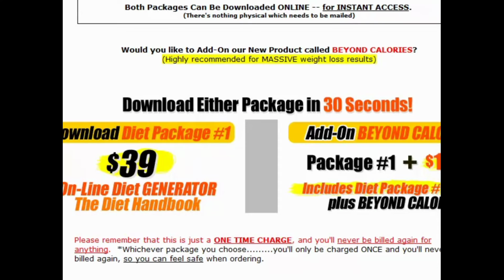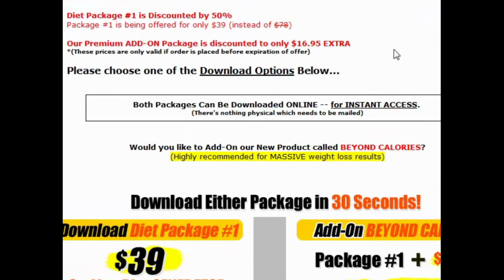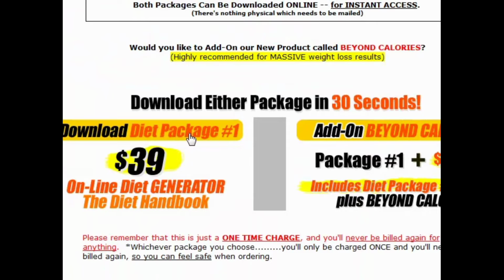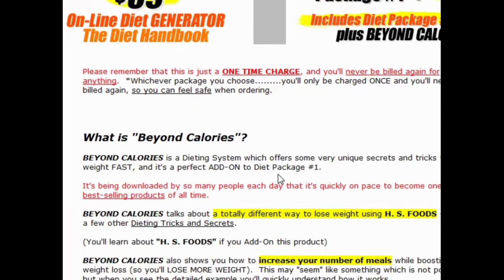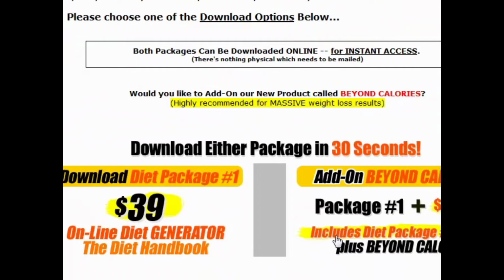And then please add on our download options. So you can get the diet package 1, or diet package number 1 plus an extra Beyond Calories. Okay. And then they have some more sales stuff.